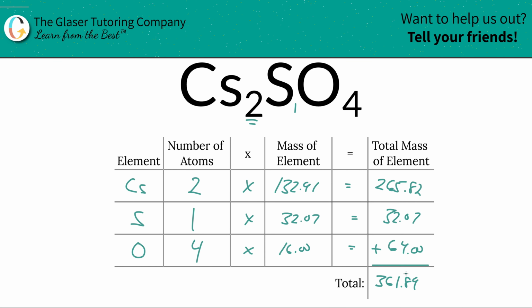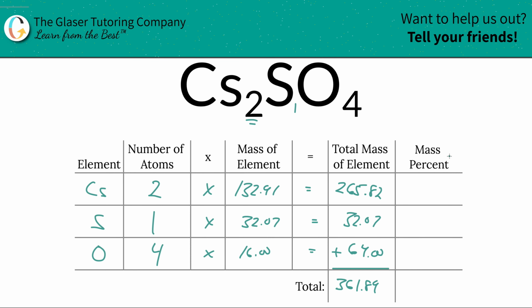So now that we found that total mass, we can simply find those mass percents of each. I'm going to add a column. Watch how quick this is. Bam. So to find that mass percent of, let's say, cesium, we're going to take the total mass of that cesium and divide it by the total mass of the compound. Hence why we had to calculate the mass of the compound first.